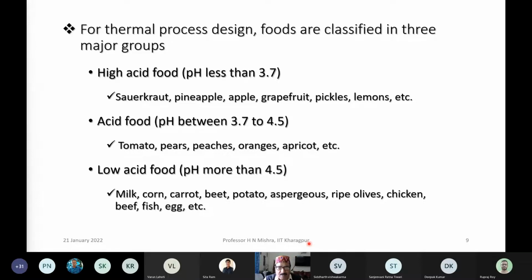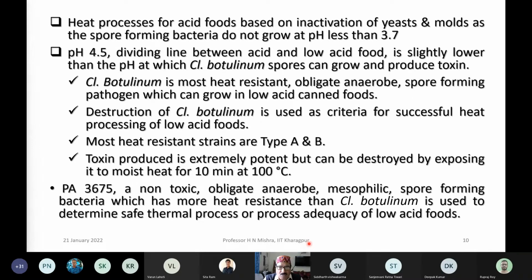So the majority of the food that we eat, even greens, etc., is in the low acid range, with pH more than 4.5. On the basis of the pH, the heat process is decided. Like the heat process for acid foods, which have pH less than 3.7.